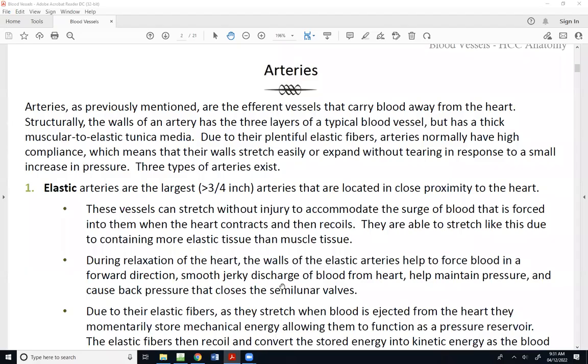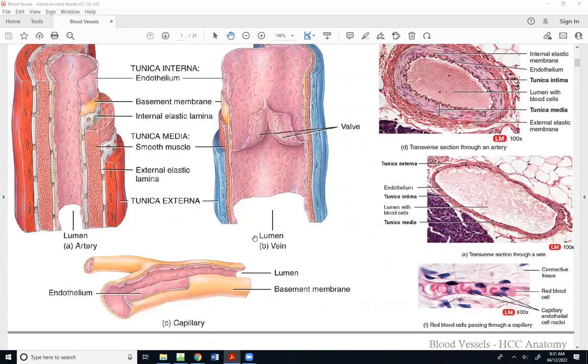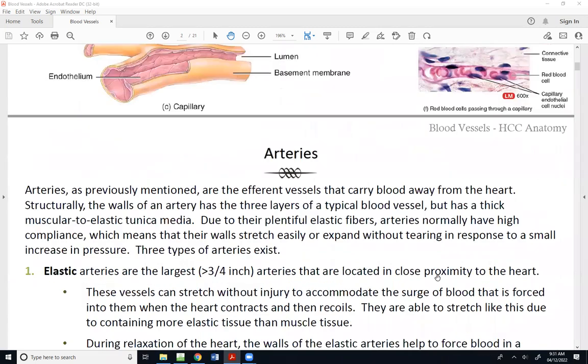So we finished talking about the three major blood vessels that are found in the body. Arteries, which are the blood vessels that carry typically oxygenated blood away from the heart. Veins, which are going to typically carry deoxygenated blood back to the heart. And then in between them are our capillaries, where we perform exchange of nutrients and waste.